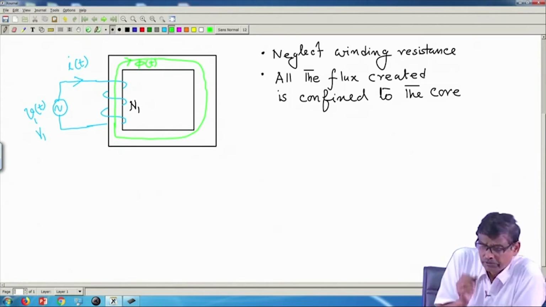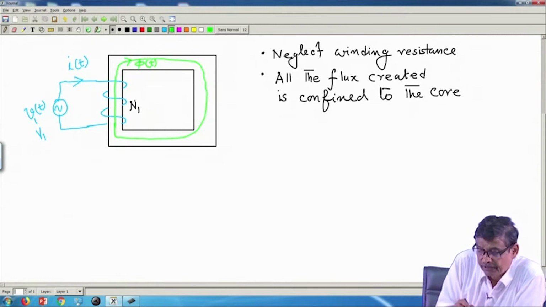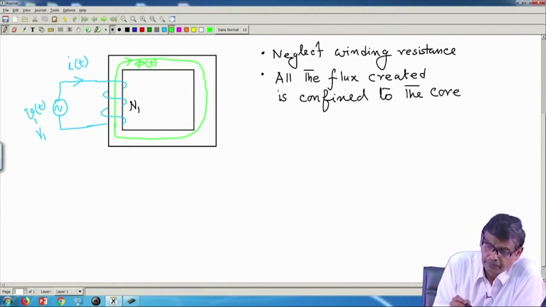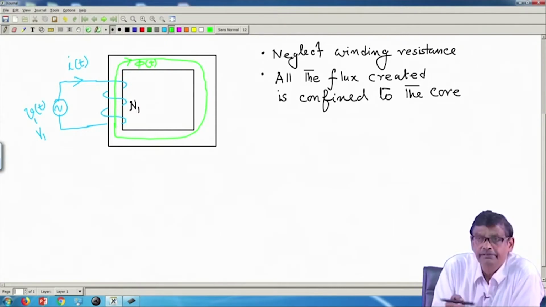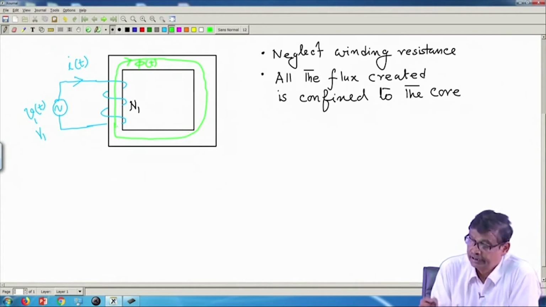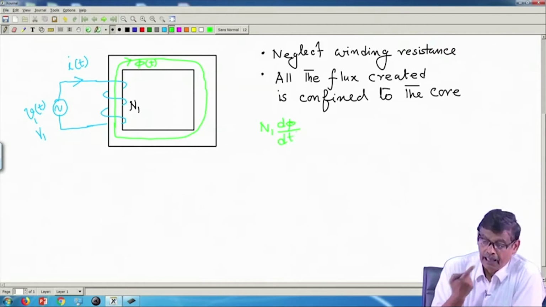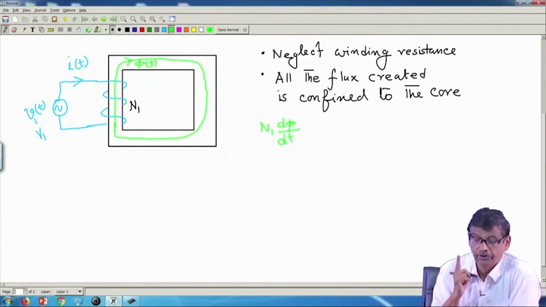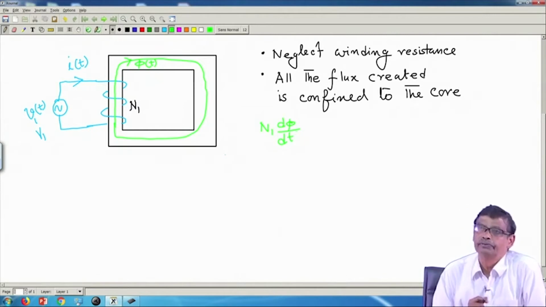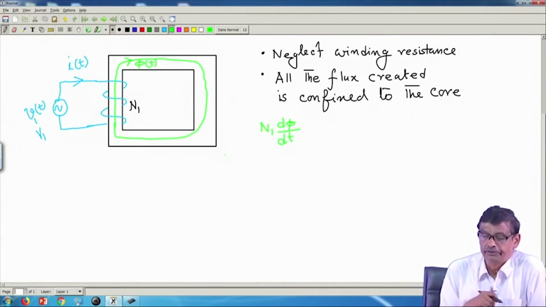But one should also remember, in this circuit, this flux is time varying. Therefore, this coil, the coil with N1 turns, will become a seat of EMF, that is N1 d phi dt, because of Faraday's law. And the polarity of this induced EMF will be such that it will try to oppose the very cause for which it is due.